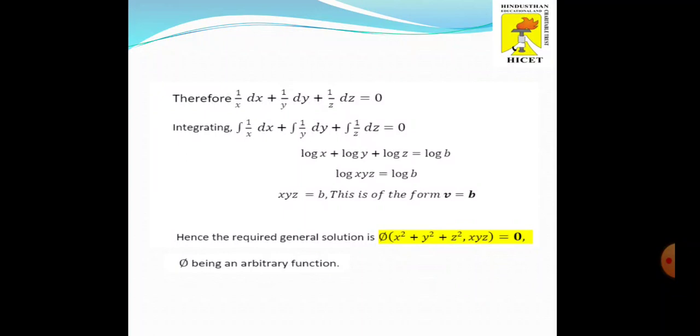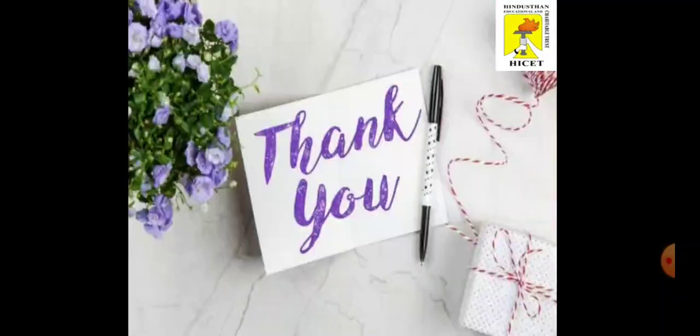Now the general solution is phi of c1 comma c2 is equal to 0. That is phi of x square plus y square plus z square comma xyz is equal to 0, where phi is an arbitrary function. Hope we understand how to solve Lagrange's linear equation by the method of multipliers.